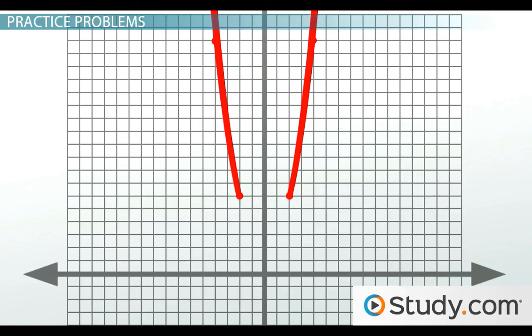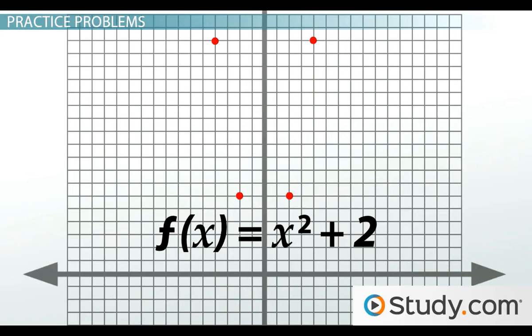Since we're squaring x, the smallest y value will be when x is 0. Why? As we saw, when we square a negative number, we get a positive number. Therefore, every negative x value will give us a larger y value than 0. So let's check what y is when x equals 0. F of 0 equals 0 squared plus 2. It's 2. So that's the bottom of our graph, 0, 2.